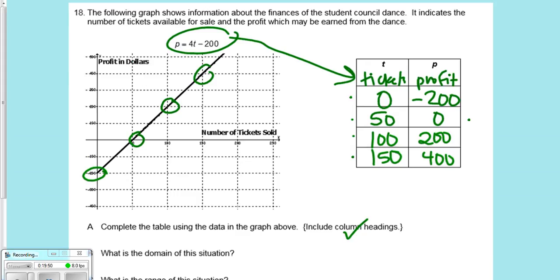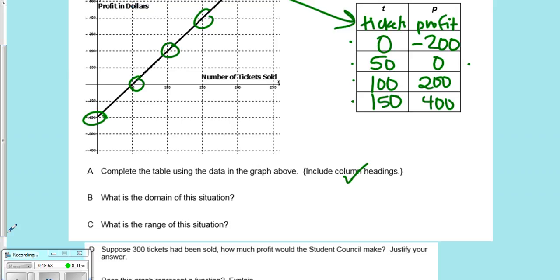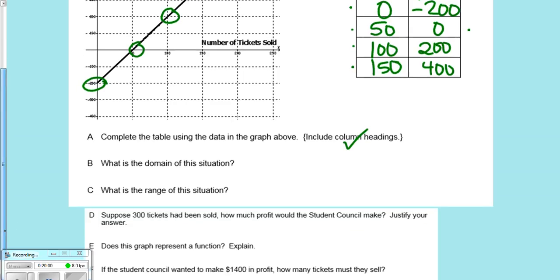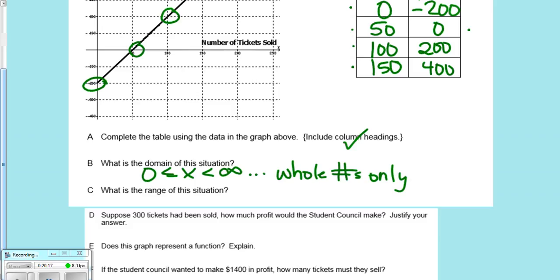Oh, this is tickets, this is profit, okay? What is the domain of the situation? Well, the domain is the list of the X's. Now, while we could say 0, 50, 100, etc., really, they could sell one ticket, they could sell two tickets, etc., right? So what I think I want to say is this. I'm going to write it first. Okay, so I said the domain is from 0 to infinity, but I said whole numbers only, because they're not going to sell half of a ticket, right? They also can't sell negative tickets, and there also shouldn't be a limit, technically. Now, if we knew how many kids were in the school, that might put a limit on the top end, but for the most part, they could sell as many as they want, right?